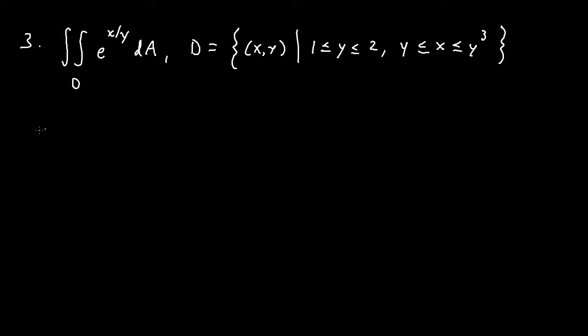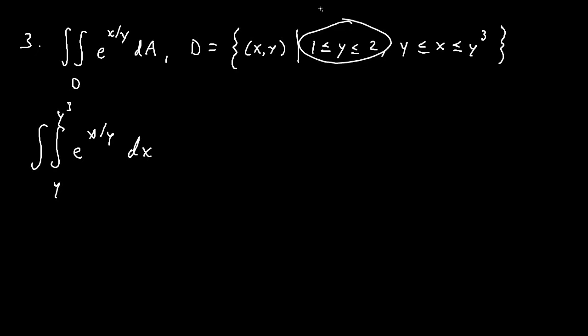So if I rewrite the double integral here of e to the x over y, realize that this time the x bounds have variables in them. So that is going to be up first in the inner integral, so from y to y cubed. Since x bounds are in the inside integral, we'll put dx on the inside. And the y bounds range from 1 to 2, so that will be on the outside with dy.